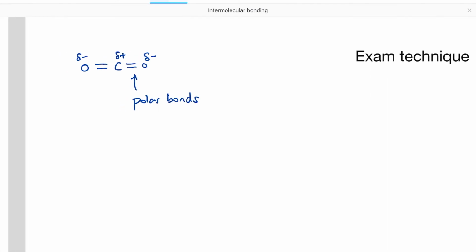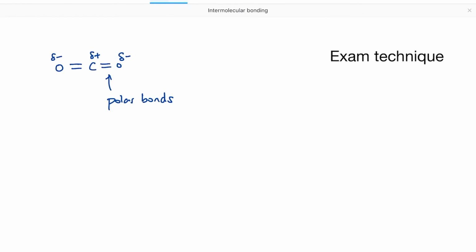However, because it's a linear molecule, the dipoles cancel each other out. So this molecule has no overall dipole. So I know that it's only capable of instantaneous induced dipole intermolecular bonds, or London forces.